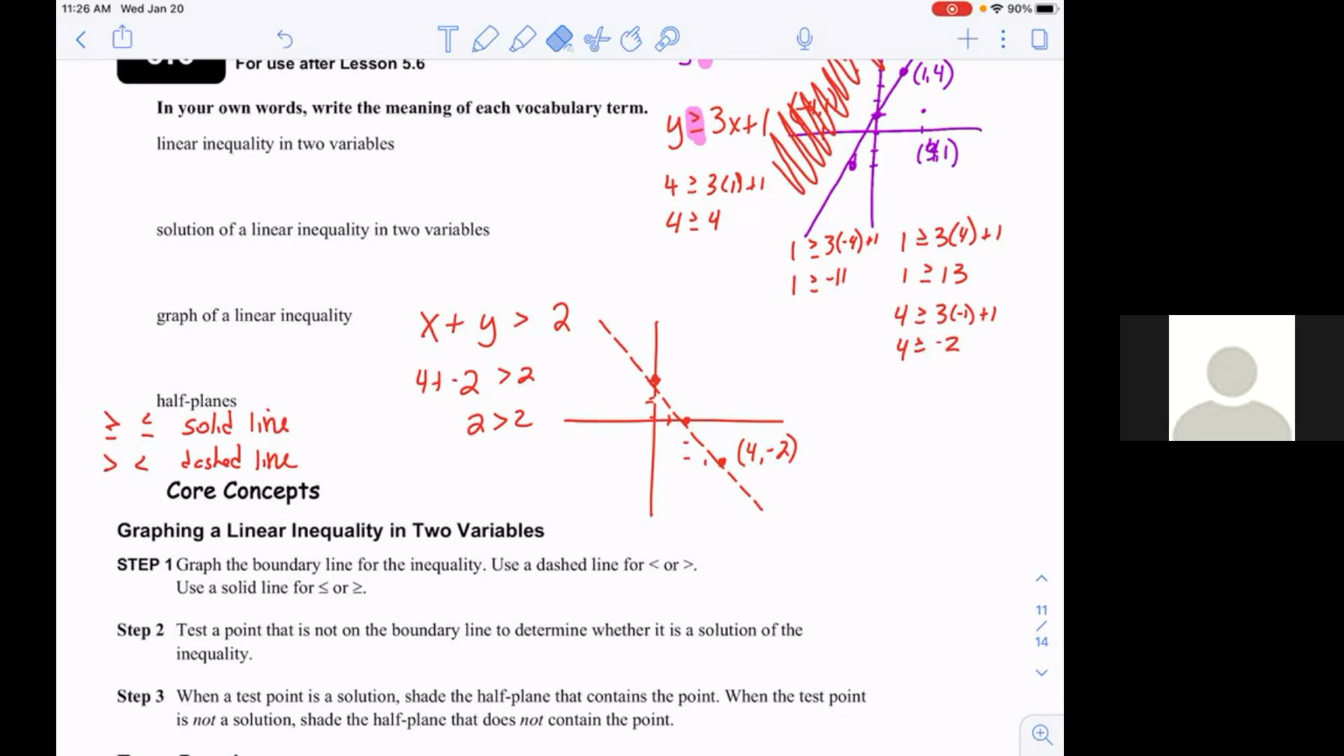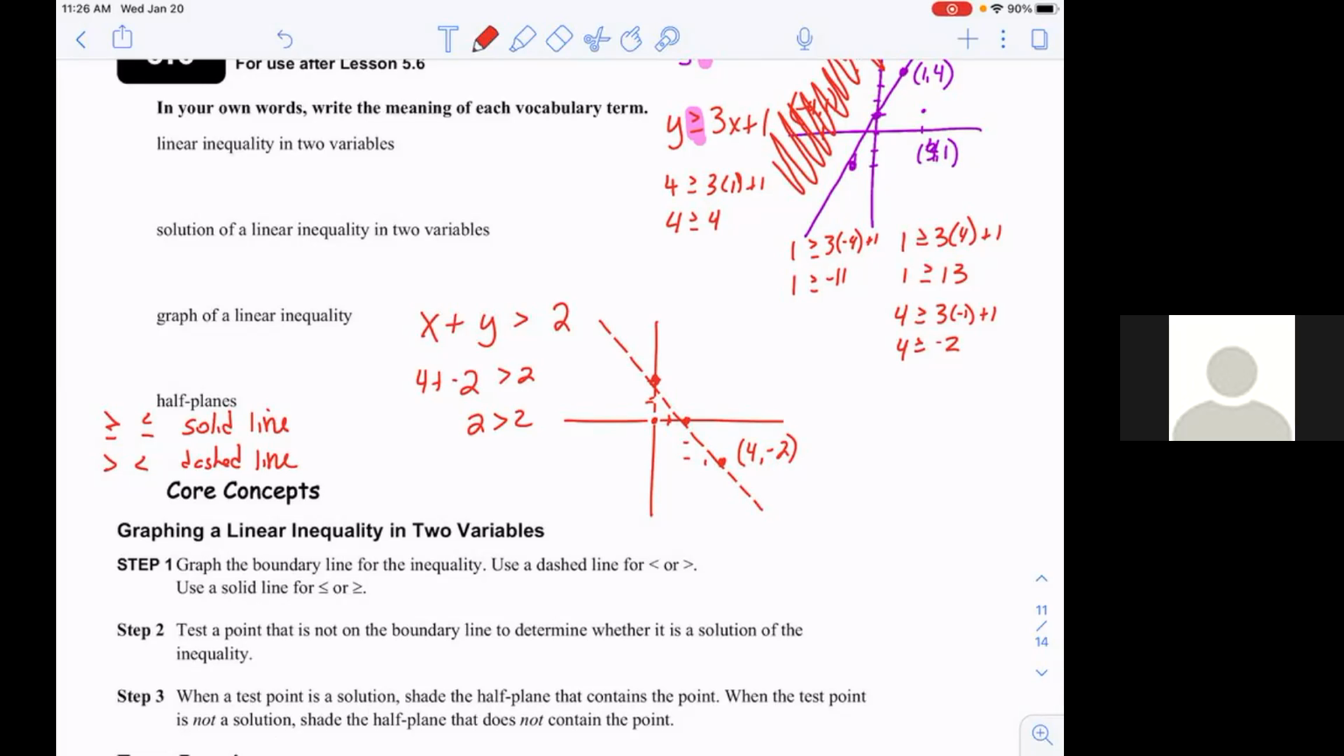Let's test it. How would I test it? I'm going to pick this point here, 0, 0, because it is the easiest point to pick. So if my line goes through it, I'm going to have a little trouble. So I'm going to go like this.